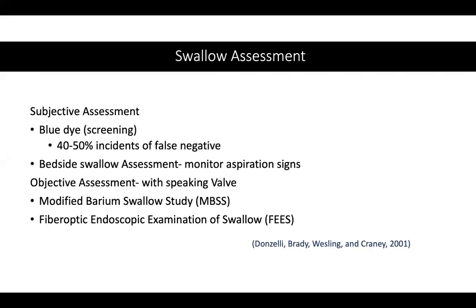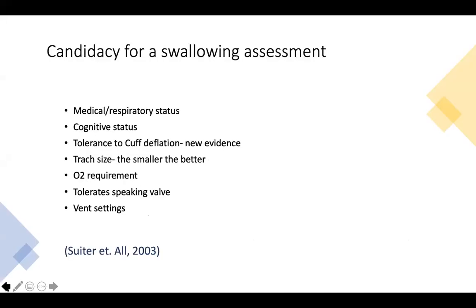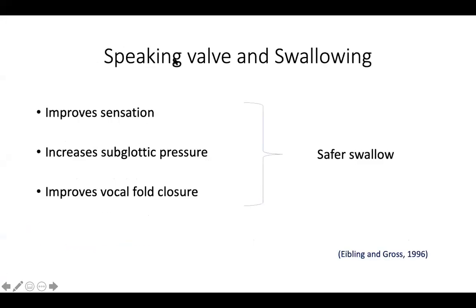Okay, so why is it preferred to do a swallow assessment with a speaking valve? As we said in the slides before, when you put on a speaking valve, you're restoring the upper airway mechanism. When you put a trach on, you lose the upper airway mechanism, you lose subglottic air pressure, you lose sensation. When you put the speaking valve on, you restore these functions, and if you restore these functions, then you restore a safer swallow.